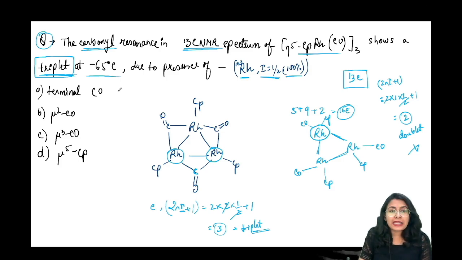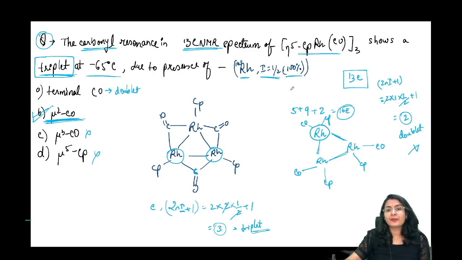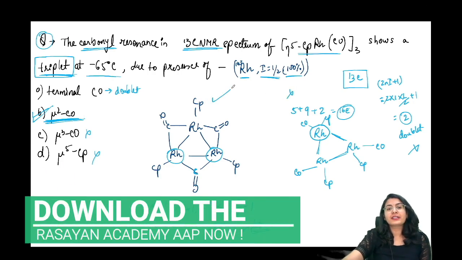So it is a triplet because of a mu2 bridging carbonyl. A terminal carbonyl would only give a doublet. Mu3 bridging is not possible. This is all wrong. So mu2 bridging carbonyl is the correct answer. How nice. So this is our wrong structure. This is our right structure.